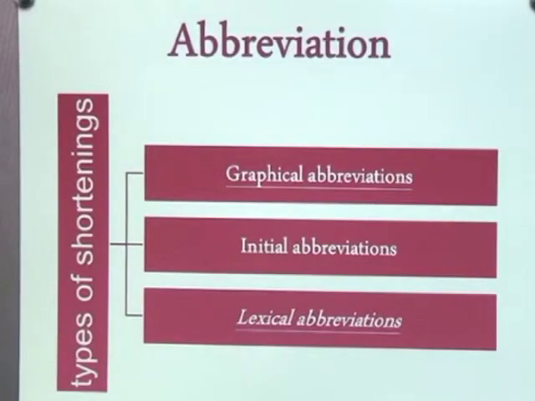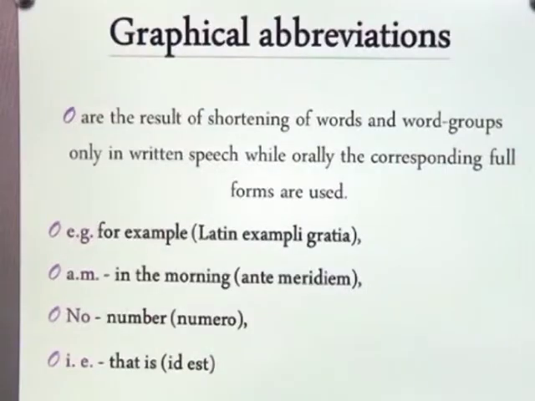And one more main way of word building, abbreviation or shortening. And there are some types of shortenings. They are graphical abbreviations, initial abbreviations, and lexical abbreviations. Graphical abbreviations are the result of shortening of words and word groups only in written speech, while orally the corresponding full forms are used.